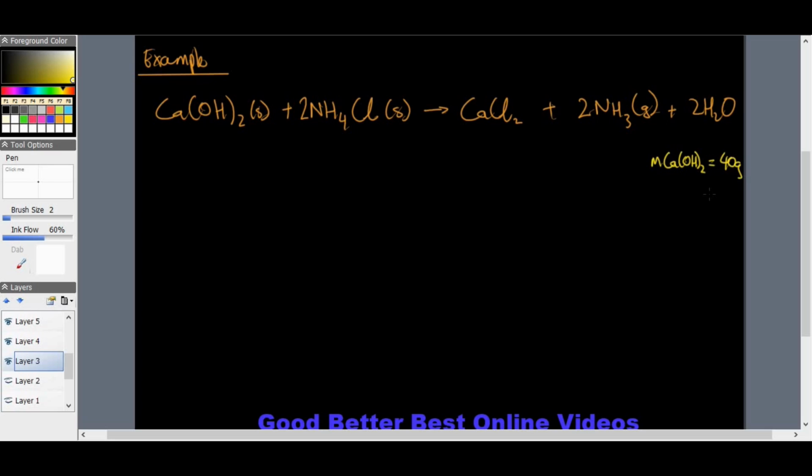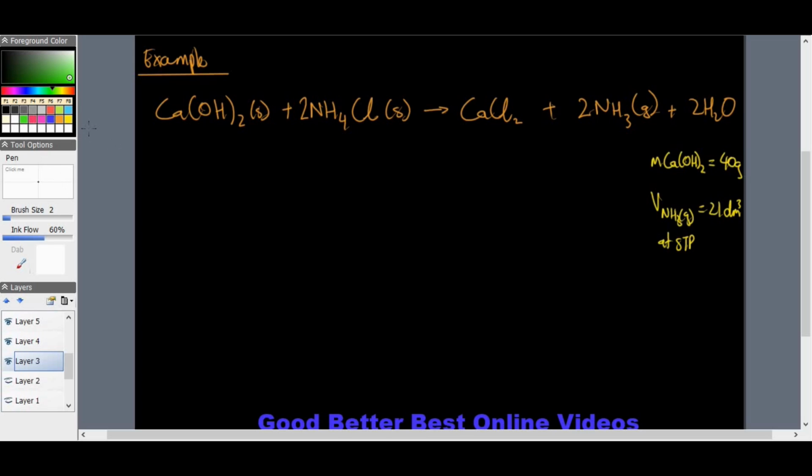Okay. It is found that only 21 decimeters cubed of pure ammonia was produced. So that's a volume there of ammonia gas, NH3. Only 21 decimeters cubed. Okay. Assume that this volume is measured at STP. So at STP, standard temperature and pressure. Calculate the percentage yield.